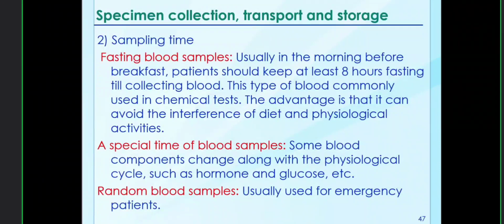Next is about the sampling time. First one is the fasting blood sample. Usually in the morning before breakfast, patients should keep fasting for at least an hour before blood collection. This type of blood is commonly used in chemical tests. The advantage is that it can avoid the interference of diet and physiological activities. A special time blood sample: some blood components change along with the physiological cycle, such as hormone and glucose, etc. Next is the random blood sample, usually used for some emergency patients.